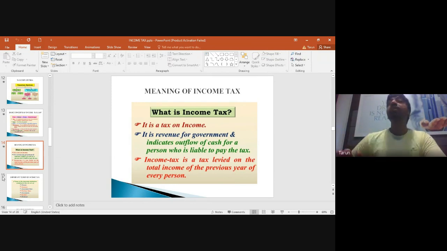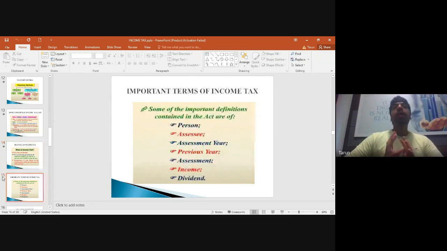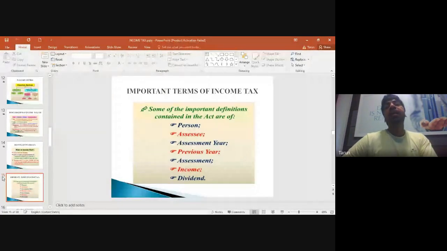Always remember, any tax which is chargeable on income during the previous year is called income tax. Next are the important terms of income tax. It is very important, as we proceed to the upcoming chapters of income tax law and practice, to know the basics and concepts of income tax: person, which I already told you includes around 6 or 7 categories, assessee, assessment year, previous year, assessment, income, dividend.